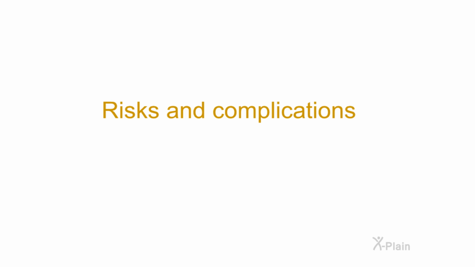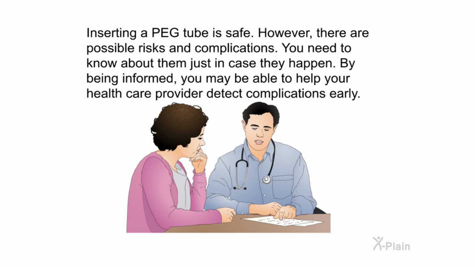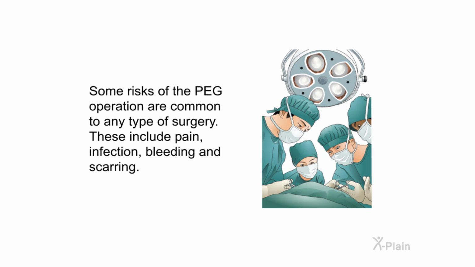Risks and complications. Inserting a PEG tube is safe. However, there are possible risks and complications. You need to know about them just in case they happen. By being informed, you may be able to help your healthcare provider detect complications early. Some risks of the PEG operation are common to any type of surgery. These include pain, infection, bleeding, and scarring.